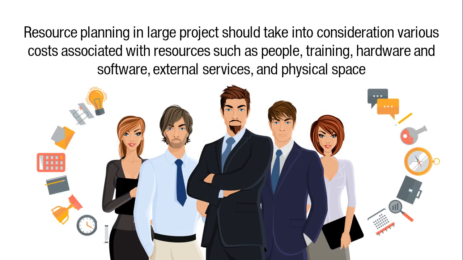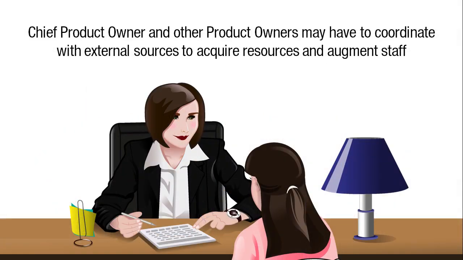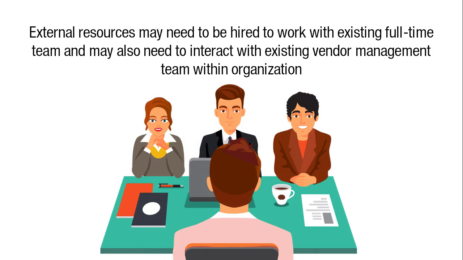Resource planning in a large project should take into consideration the various costs associated with resources, such as people, training, hardware and software, external services, and physical space. The Chief Product Owner and other product owners may have to coordinate with external sources to acquire resources and augment staff, e.g., external resources may need to be hired to work with the existing full-time team and may also need to interact with the existing vendor management team within the organization.